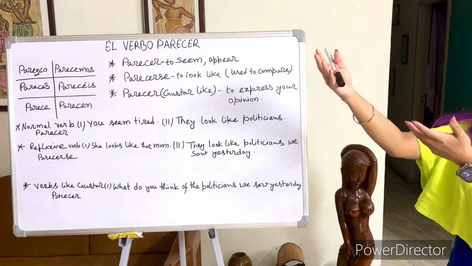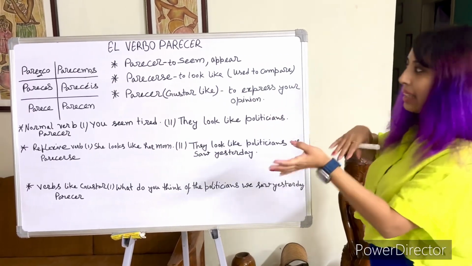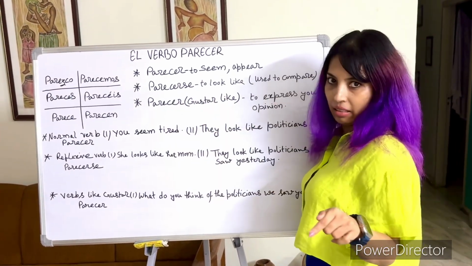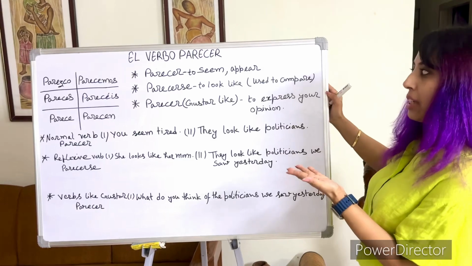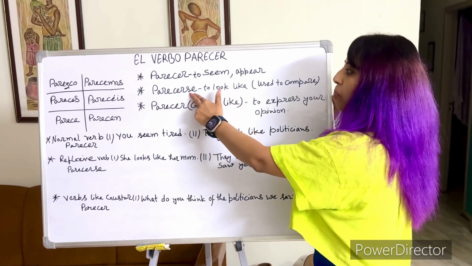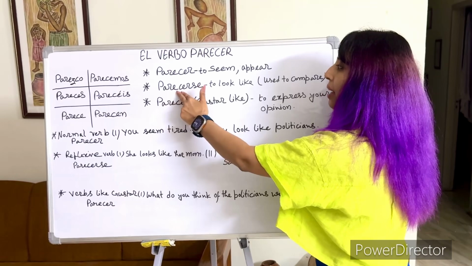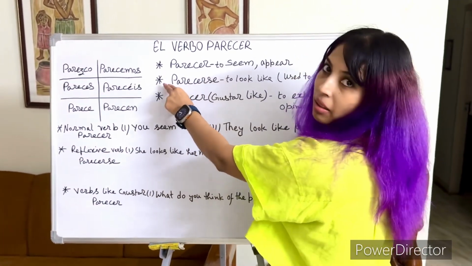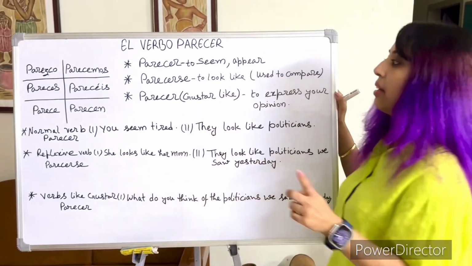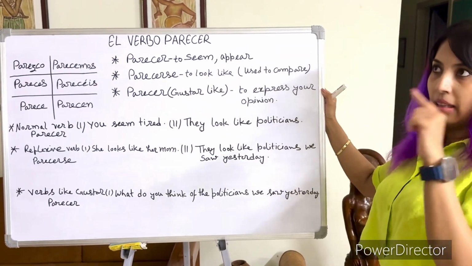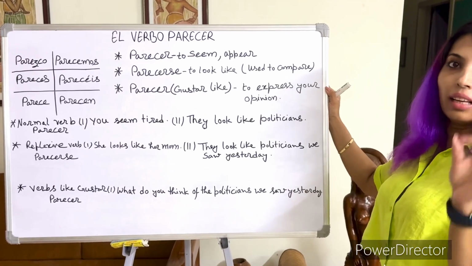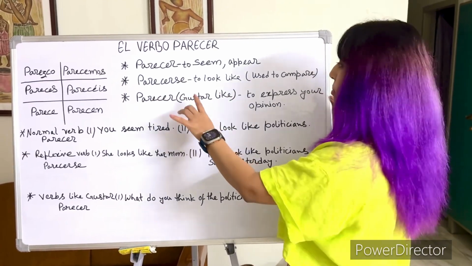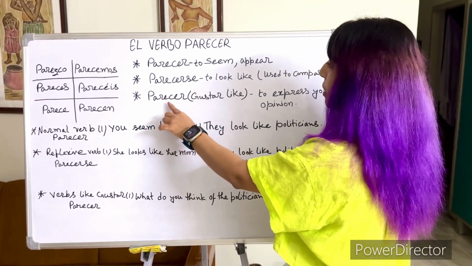Then when you want to compare, like she looks like Jennifer Aniston or any other person, or he looks like his father, in that case you use the reflexive verb parecerse. You will use it as a reflexive verb, with the personal pronoun and the same parecer conjugation, but with the personal pronoun. And then you will use the preposition a after the conjugation of the verb.